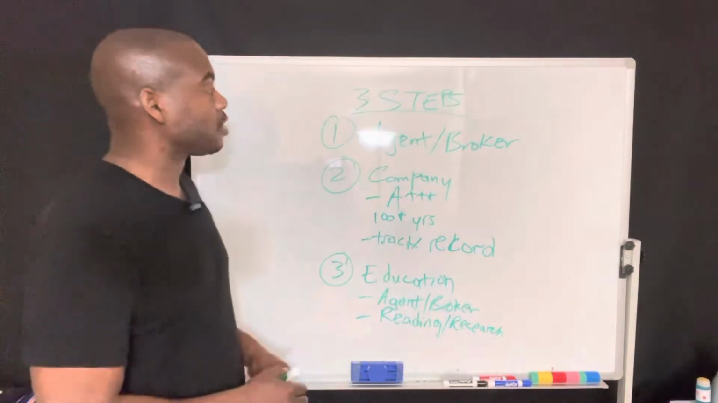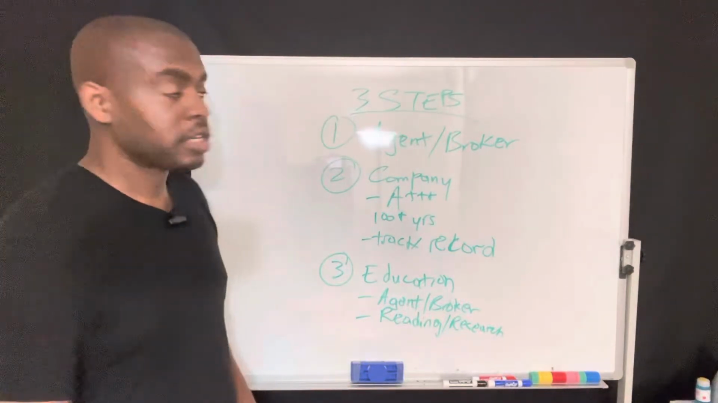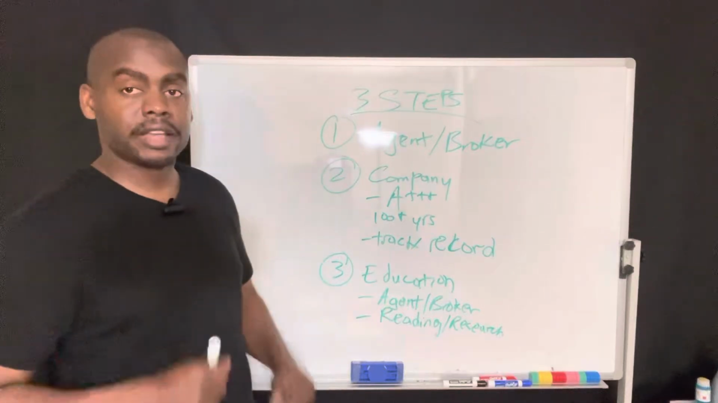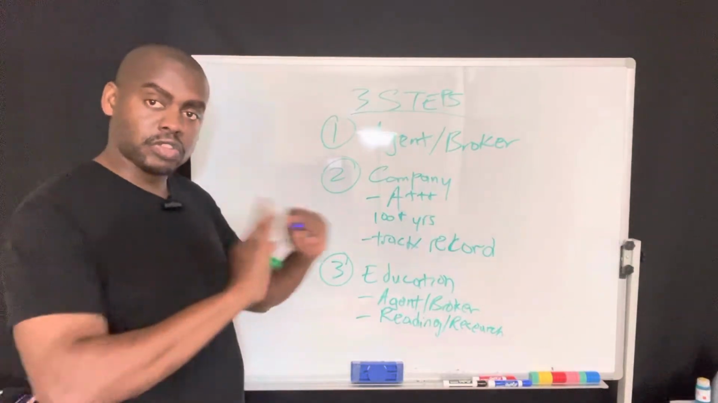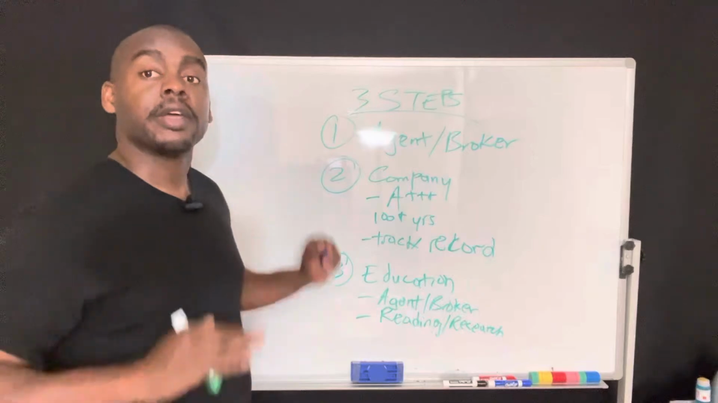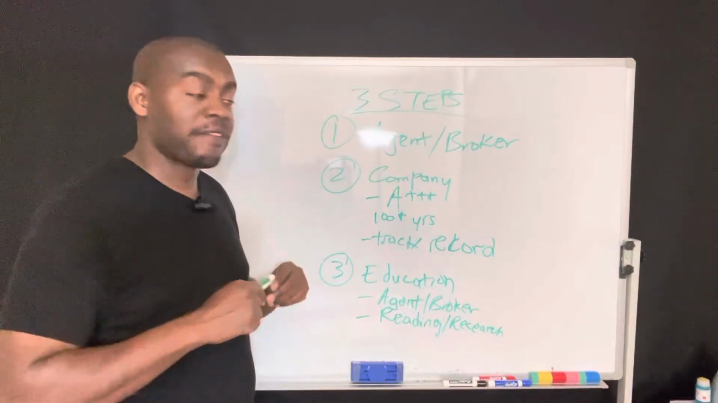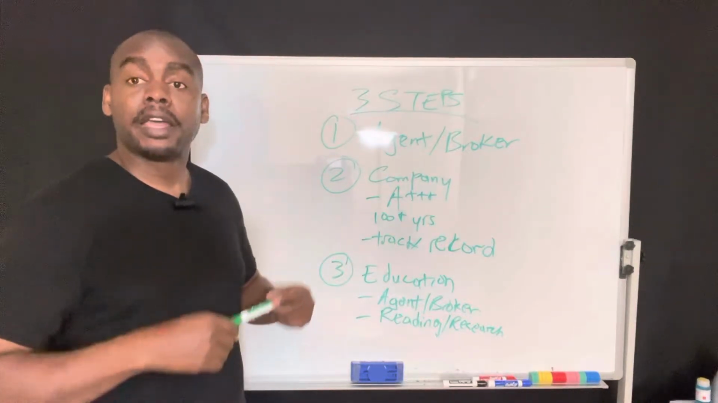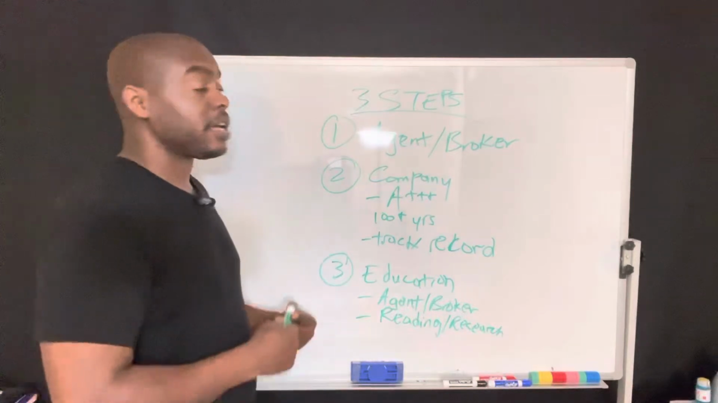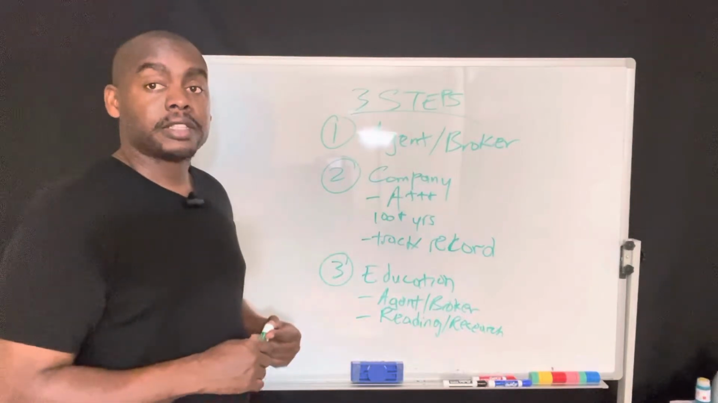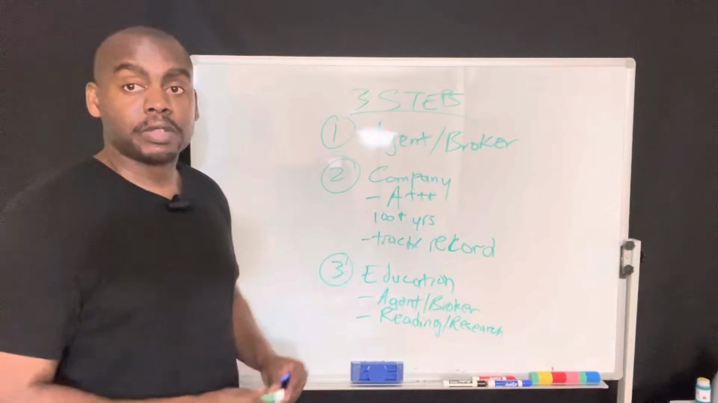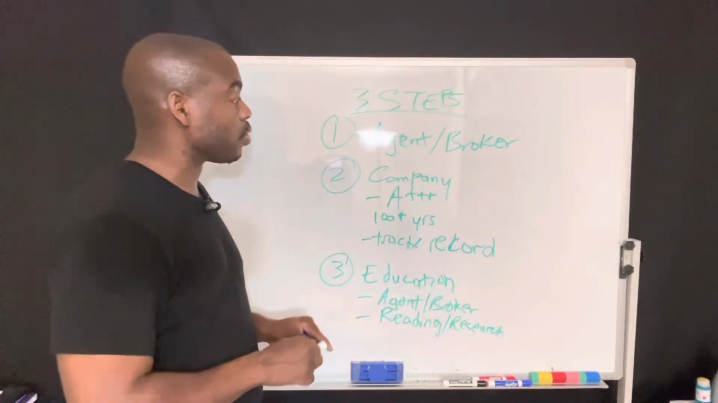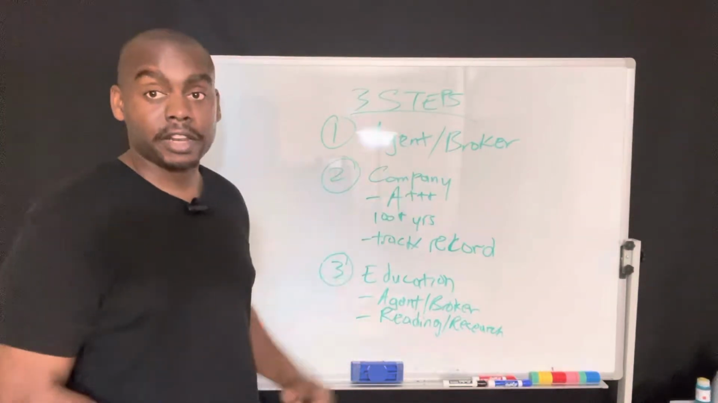So again, those are the 3 steps. You want to find the right agent or broker that could set you up right, that you could trust knows what they're doing. They know how to set this up, they have experience in infinite banking, and they have the knowledge in that area. It's not an agent that's never done one of these policies before. So you want someone who's educated in that area.